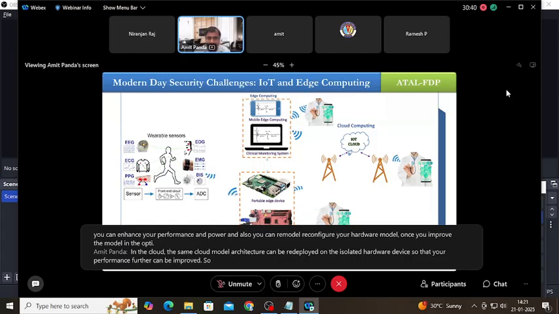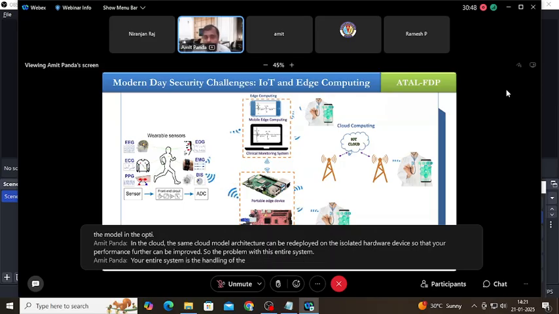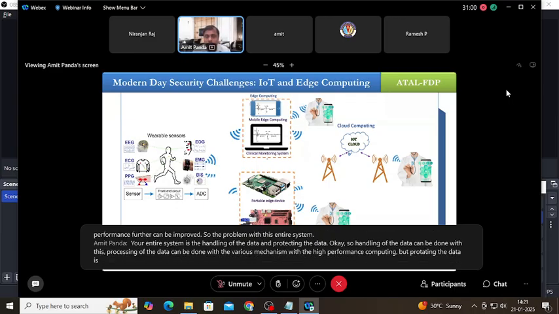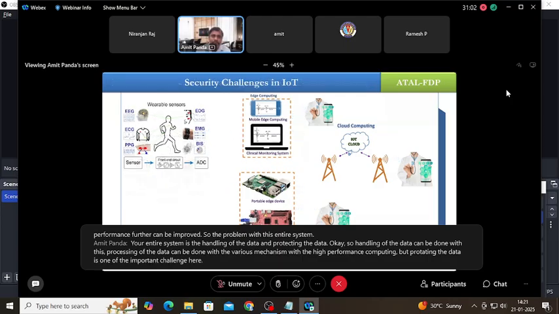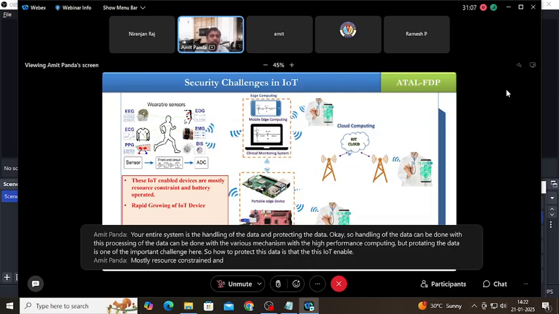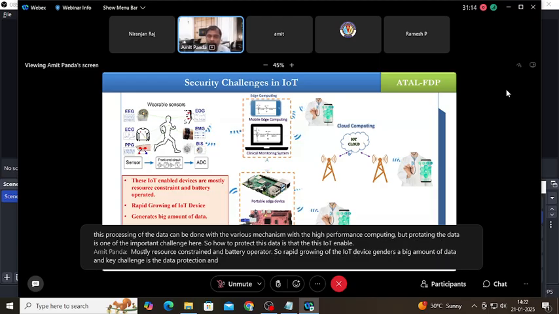The problem with this entire system is the handling of the data and protecting the data. Handling, that is processing of the data, can be done with various mechanisms with high performance computing, but protecting the data is one of the important challenges here. These IoT enabled devices are mostly resource constrained and battery operated. So the rapid growth of IoT devices generates a big amount of data, and the key challenge is the data protection and secure communication of the physical sensing data.